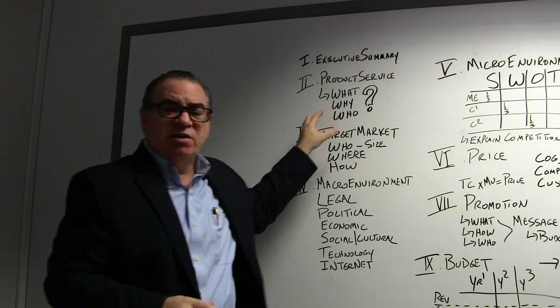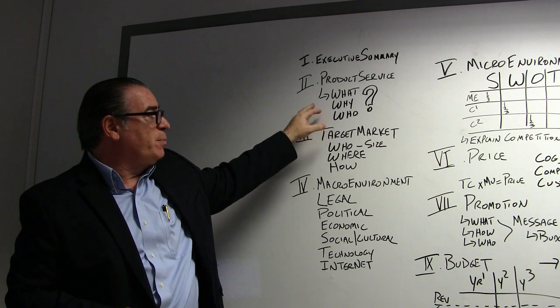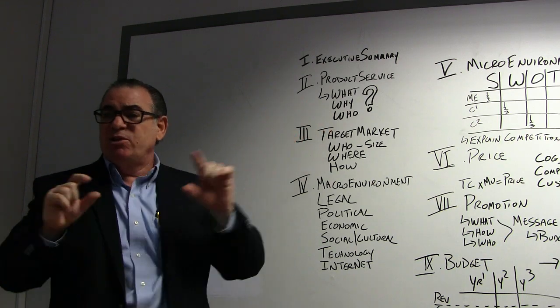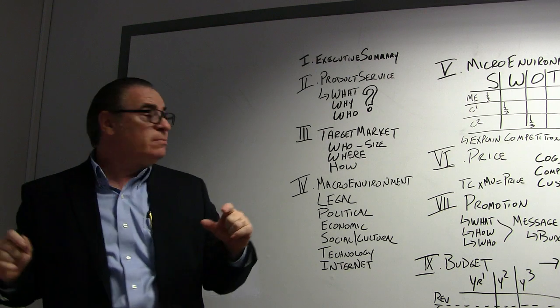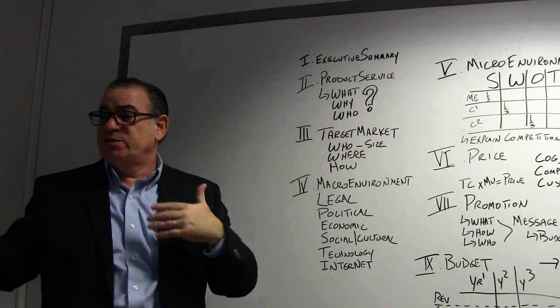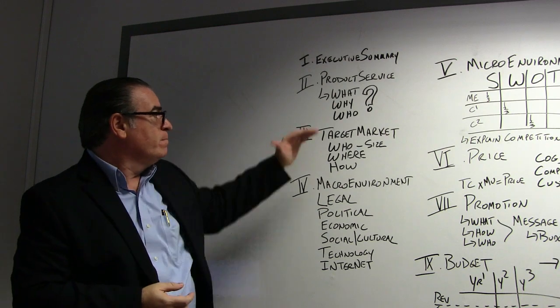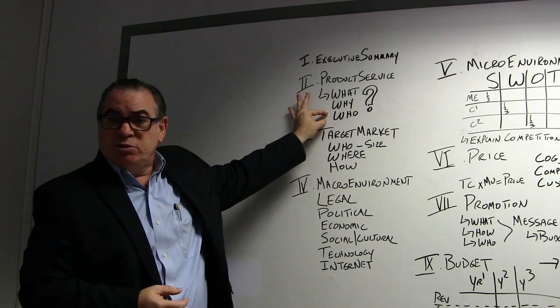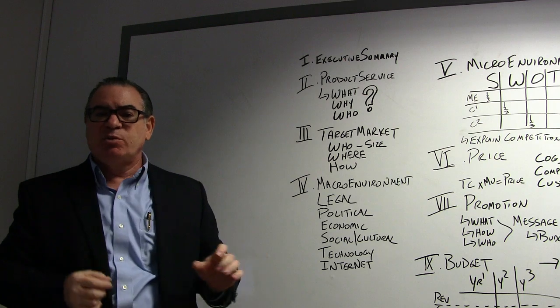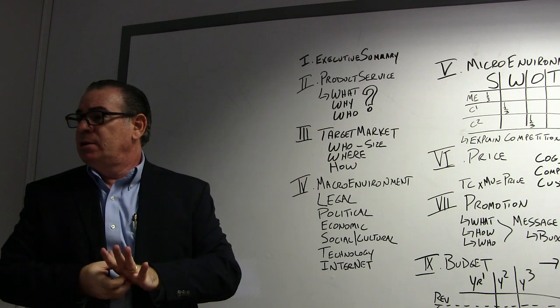So in your product and service description, make sure you put what makes you different. That's that unique selling proposition we talked about. The why do you exist versus someone else? And the who's going to buy your product, okay? Then that who sort of moves into this next section, which is your target market.